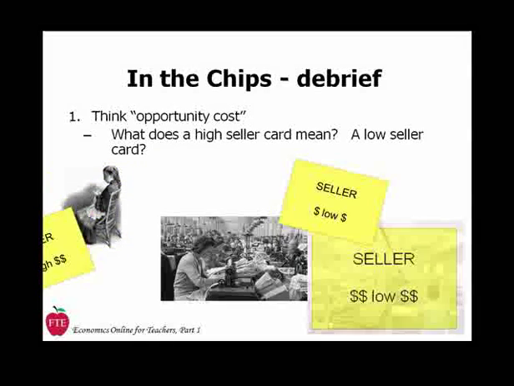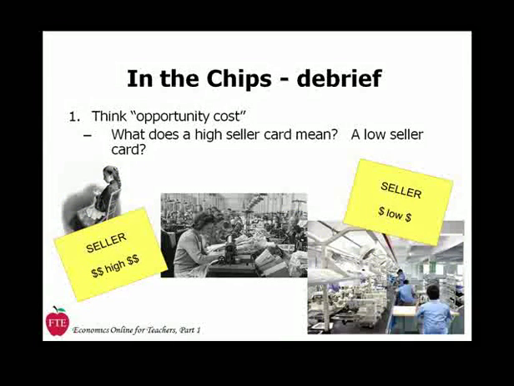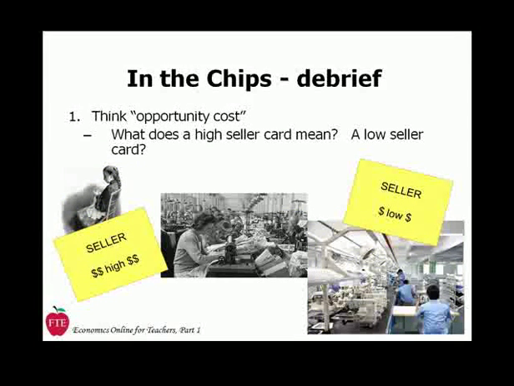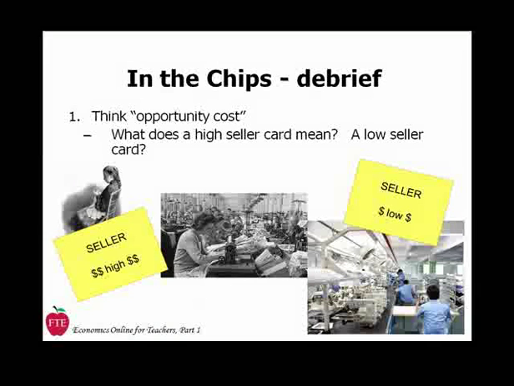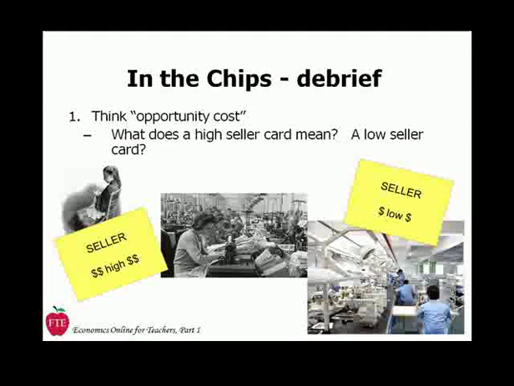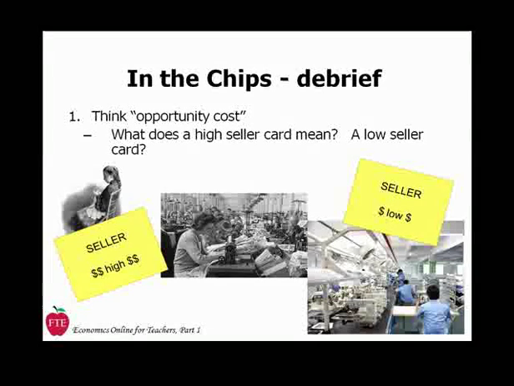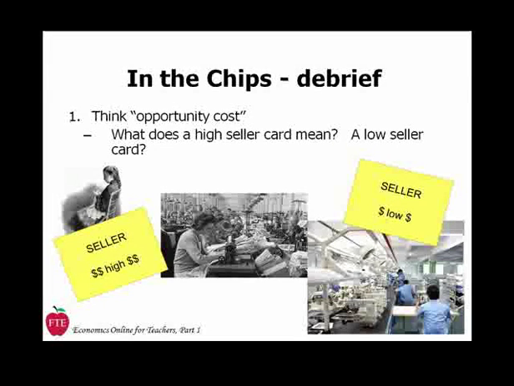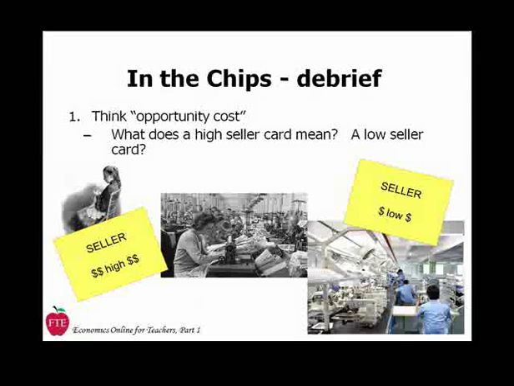If you ask, they usually come up with efficiency. That is, that the low seller card means a lower cost. They may say that the person is a better producer. And conversely, a high seller card means a high cost, or in their terms, a not so good producer.